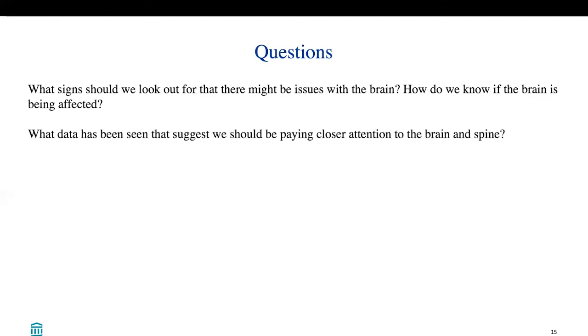The next question is, what data has been seen that suggests that we should be paying closer attention to the brain and spine? So after having heard my talk, I'm sure you can understand that as of right now, we do not have a direct correlation between the white matter hyperintensities and various brain issues such as delay or autism. So as we begin to better understand these, then we can be certain as to whether or not we should be paying close attention to the brain.